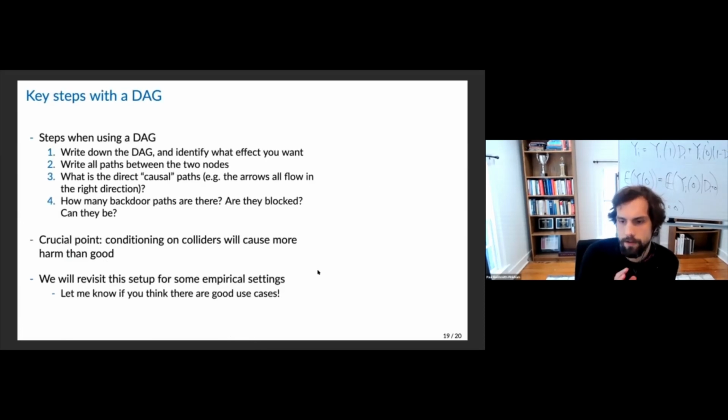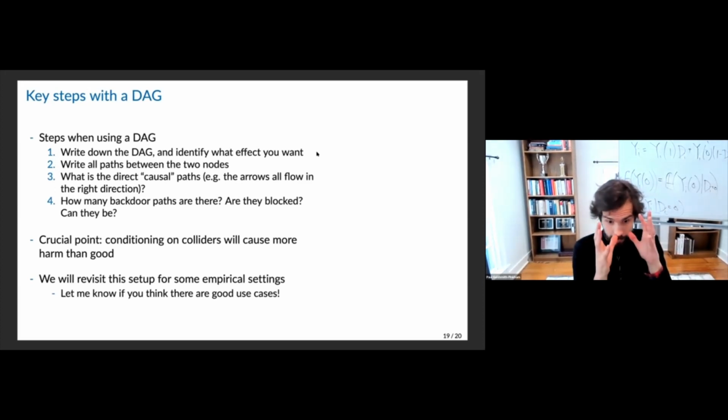Okay, in summary about this, what are the key steps with the DAG? So step one, write down the DAG, identify what effects you want. Step two, write all paths between the two nodes, basically causal or not. You want to identify what are the direct causal paths, e.g. the arrows that all flow in the right direction. So in some ways it feels like it's a game. And so people who work on this topic love this aspect of it.